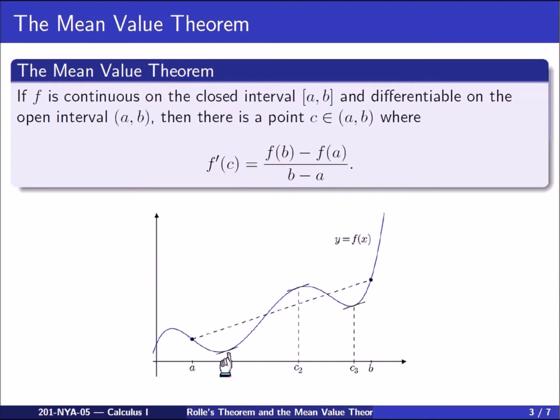So as you can see, once again, there's at least one point c, but there could be multiple points. So in this graph, there are 3 values of c where the slope of this tangent line is the same as the slope of the secant line. That's because these tangent lines are parallel to this secant line.